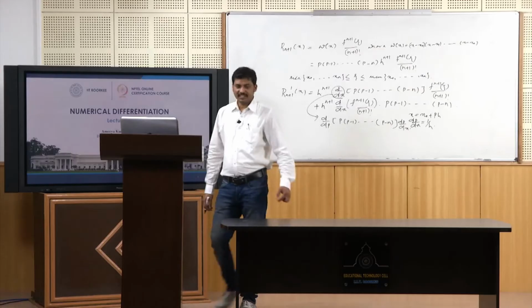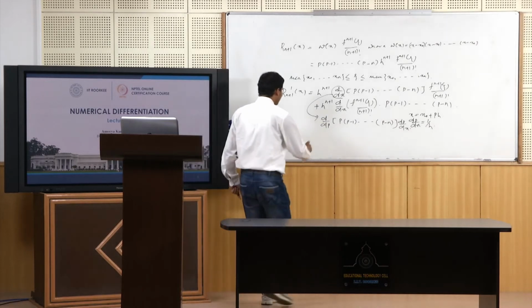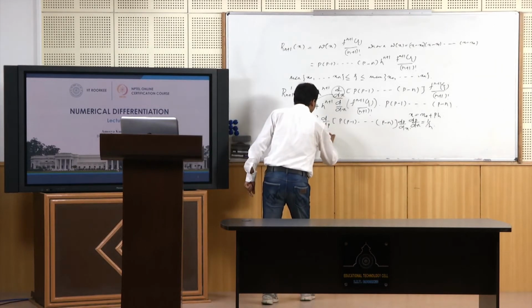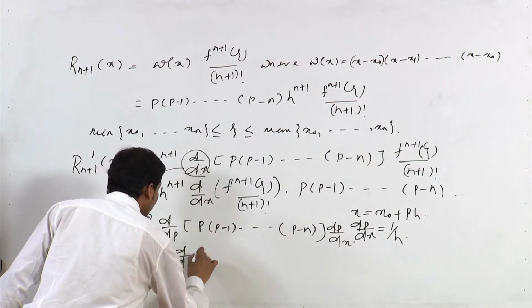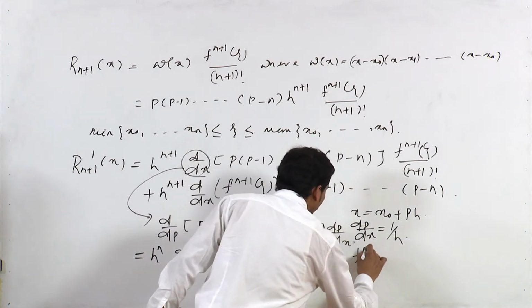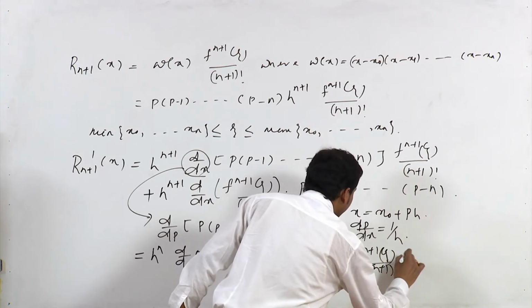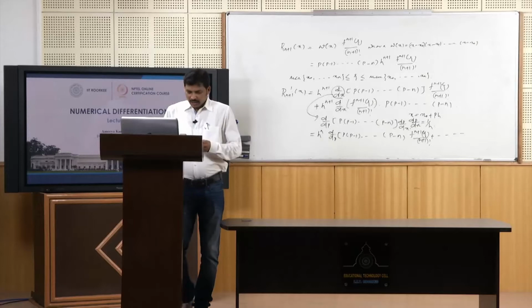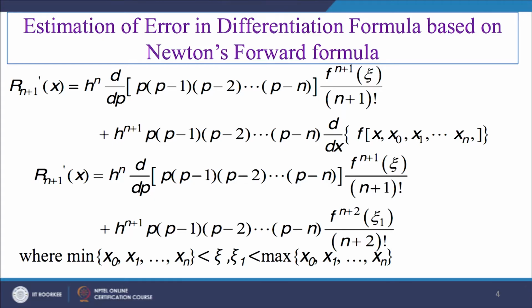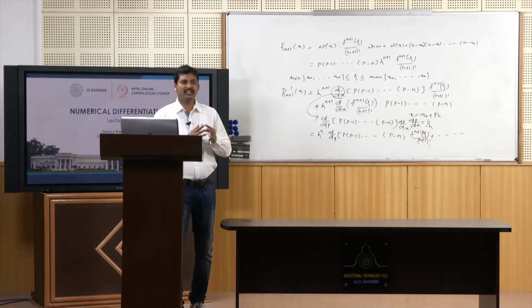So that is why this h term is coming, and the final representation can be written in the form of h to the power n into d by dp of p into p minus 1 up to p minus n, f to the power n plus 1 of zeta by n plus 1 factorial, plus the remaining term. In the earlier lecture, we derived the differentiation of f to the power n plus 1 of zeta, which was completely expressed in divided difference form.